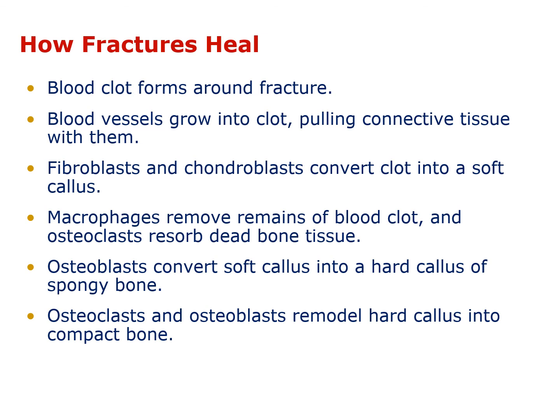First, you're going to have a blood clot that will form around the fracture from those disrupted blood vessels. The blood vessels will grow into the clot, pulling connective tissue with them. Fibroblasts and chondroblasts will convert the clot into a soft callus. Macrophages will come in and eat up and remove the remains of the blood clot, and osteoclasts will resorb the dead bone tissue. Your osteoblasts will convert the soft callus into a hard callus of spongy bone, and those osteoclasts and osteoblasts will remodel the hard callus into compact bone, so you can end up with a stronger bone than you had to begin with.